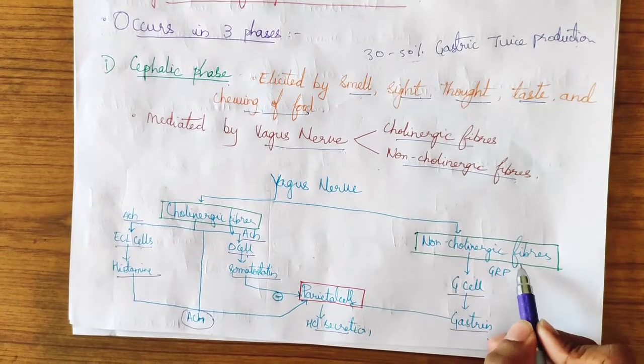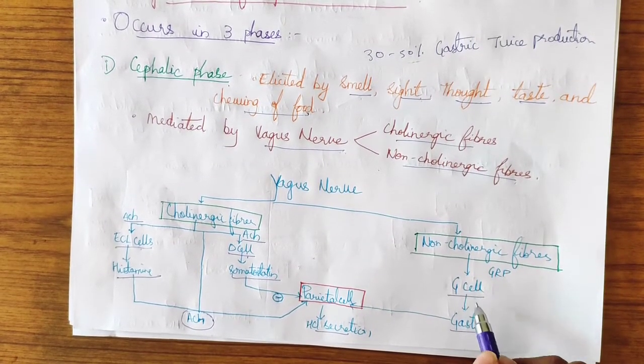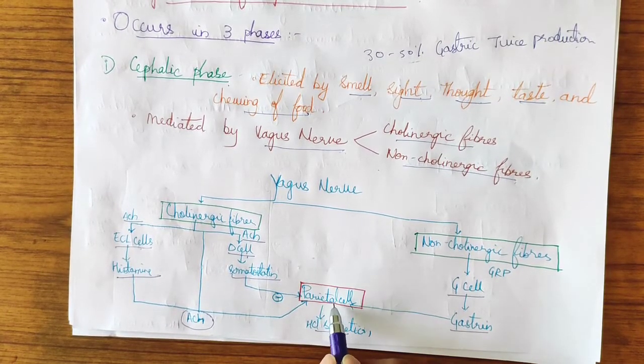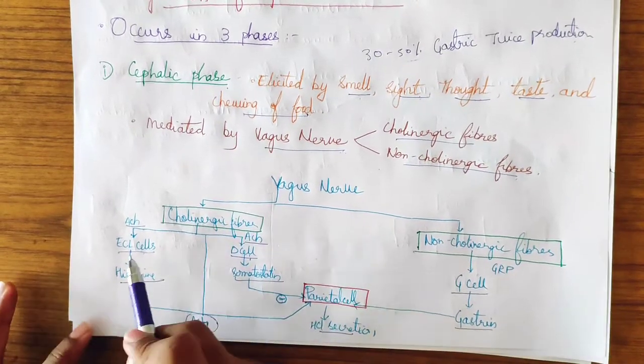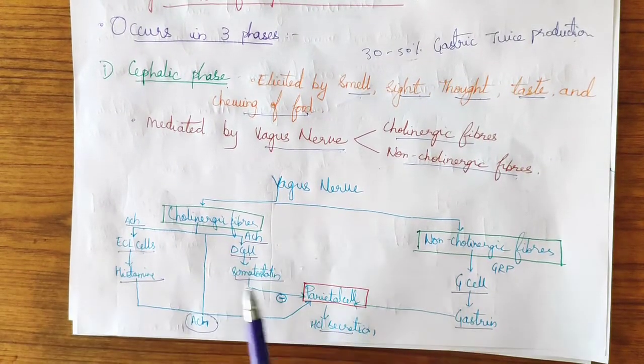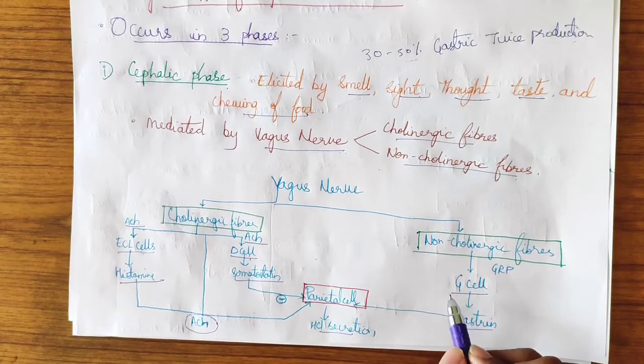The non-cholinergic fibers stimulate the G cell and produce gastrin. This gastrin hormone increases the activity of the parietal cell and the HCl secretion is increased. So the cholinergic fibers act through the ECL cells and the D cell, and the non-cholinergic fibers act through the G cell.